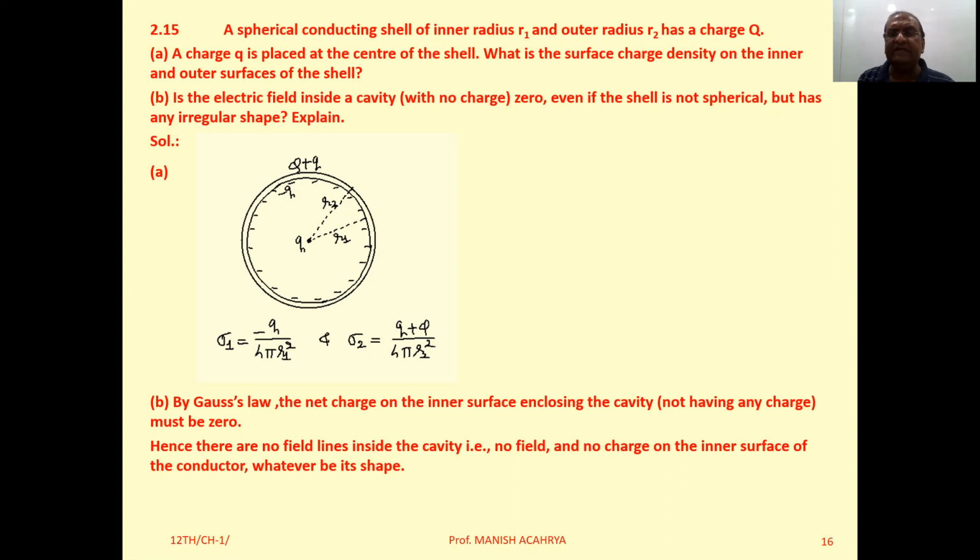flux passing through that Gaussian surface, that is integration E dot dA, equals sigma q upon epsilon 0. But when inside the cavity there is no charge, it implies that the charge enclosed by the Gaussian surface is 0, and therefore the electric field inside it will be 0. Now if the charge enclosed by the Gaussian surface is 0, then definitely the electric field will be 0 if you take any type of shape of the shell. Clear?